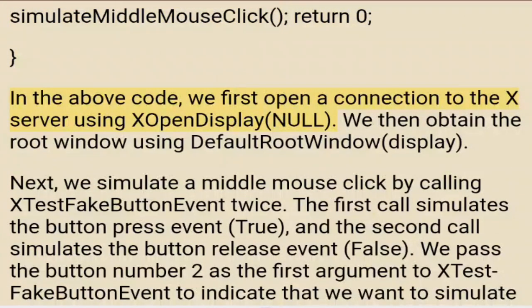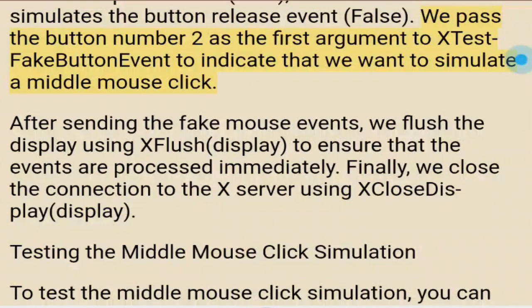In the above code, we first open a connection to the X server using XOpenDisplay(NULL). We then obtain the root window using DefaultRootWindow(display). Next, we simulate a middle mouse click by calling XTestFakeButtonEvent twice. The first call simulates the button press event (True) and the second call simulates the button release event (False). We pass the button number 2 as the second argument to XTestFakeButtonEvent to indicate that we want to simulate a middle mouse click.